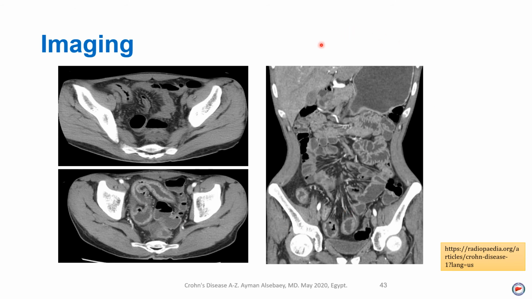Here we find this is an X-ray, this is CT, and here you can see in this GIT mucosa that there is increased thickness of the mucosa. This is a terminal ileum. You can find that there is increased mucosa, thickened mucosa more than 4 millimeters.